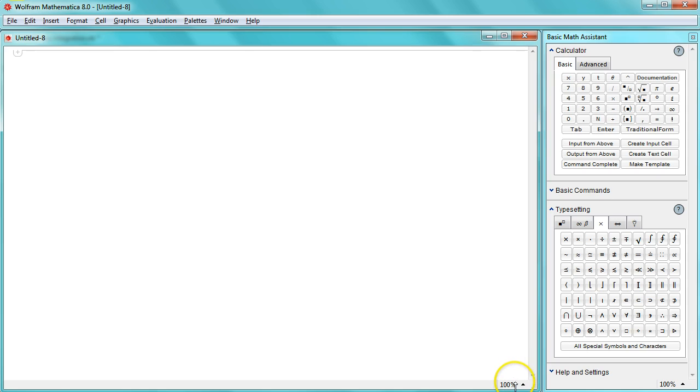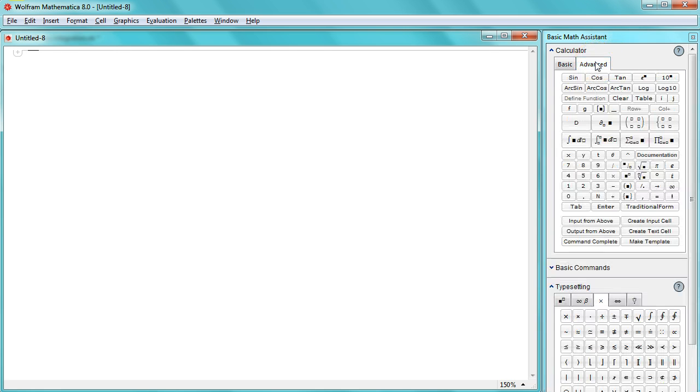And let's expand the font a little bit. This time we're going to use this basic math assistant window, this right hand side box, to get a little bit better symbols. Okay, let's do some integral computation. Let's go to this basic math assistant and calculator, and let's click advanced. Advanced has a lot more symbols. Can you find the integral symbol here? Yes, I just found it here.